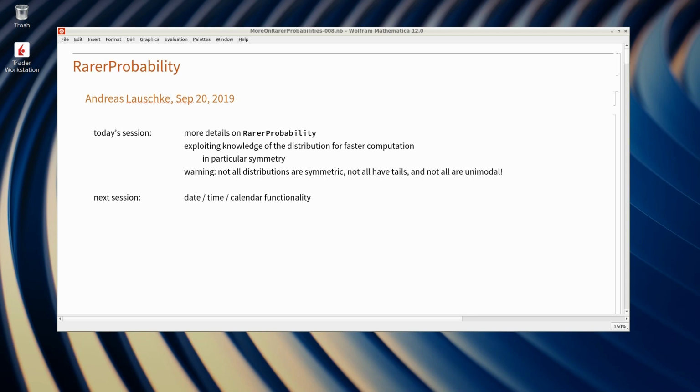Today will be the 8th session with Andreas Lauschke. He's a senior mathematical programmer who has been using mathematical systems for over 26 years. Today's session will look closer at rarer probabilities and how to simplify its computation by exploiting particular knowledge of the underlying distributions. A modern-day data scientist will be confronted with probability distributions all the time in his statistics work. The integral simplifications will be used also in more general settings than rarer probability. Andreas, handing over to you, looking forward to your 8th session.